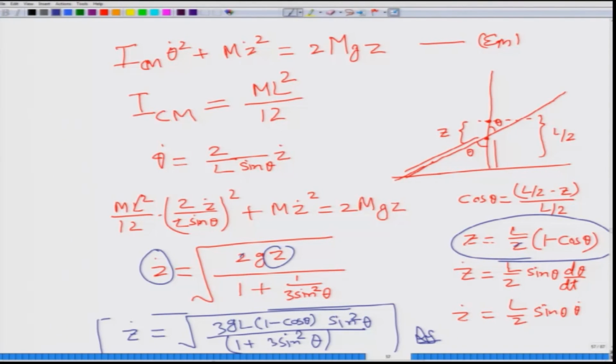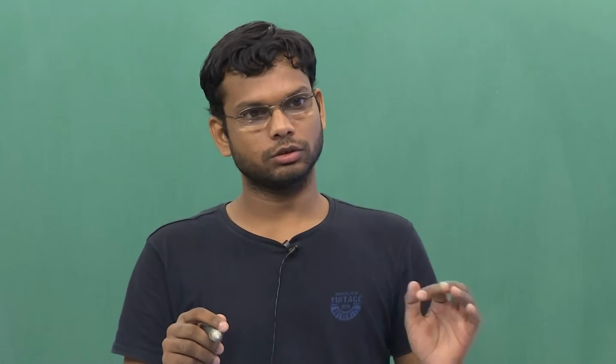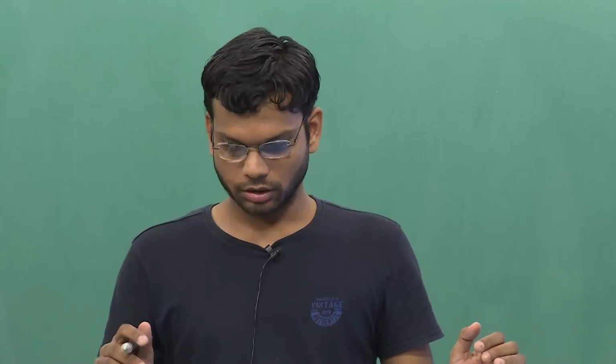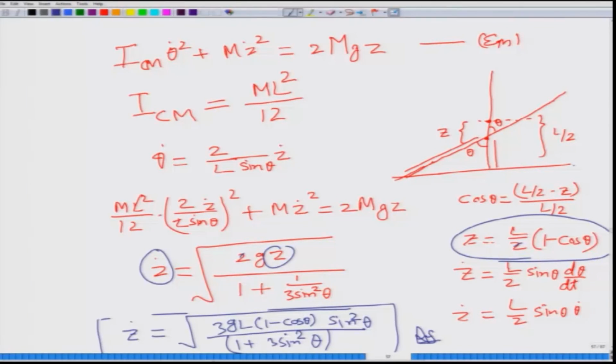So in this problem there were two motions, the rod is rotating, at the same time the center of mass is falling, and the only motion of the center of mass is the vertical motion, there is no horizontal motion because the surface is smooth and there is no force in the horizontal direction.